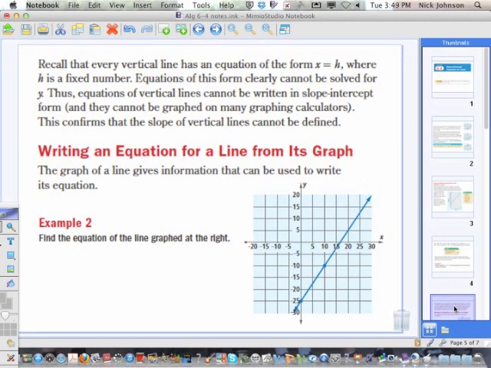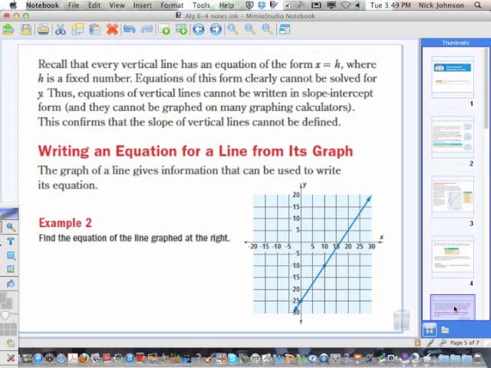Moving on. Recall that every vertical line has an equation of the form x = h. That's a vertical line. That means it's undefined slope, as we should have learned in 6-3, where h is some fixed number. Could be 2, could be 1/2, could be 5 1/3. Equations of this form clearly cannot be solved for y. Thus, equations of vertical lines cannot be written in slope-intercept form, and they cannot be graphed on many graphing calculators. This confirms that the slope of vertical lines cannot be defined.